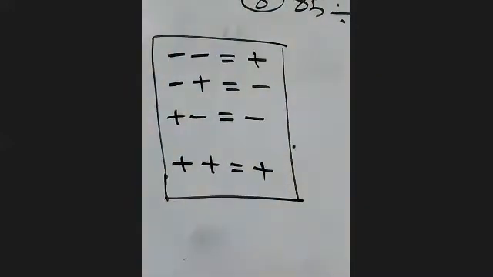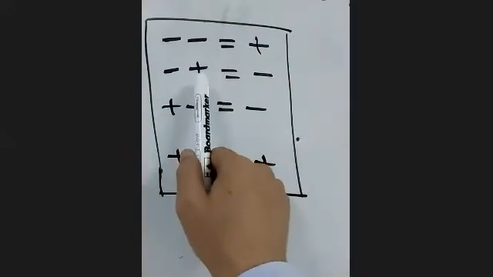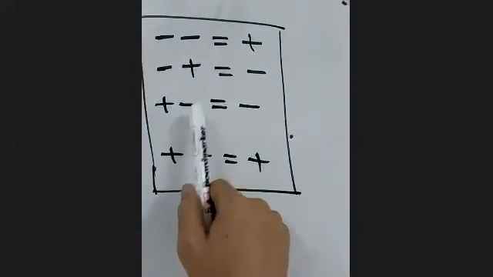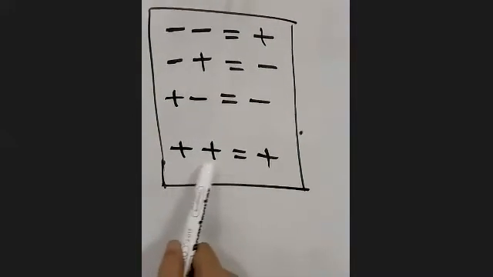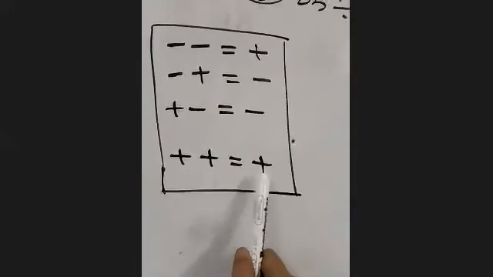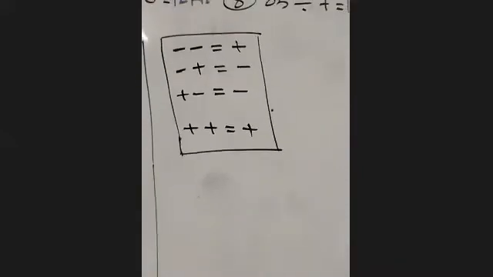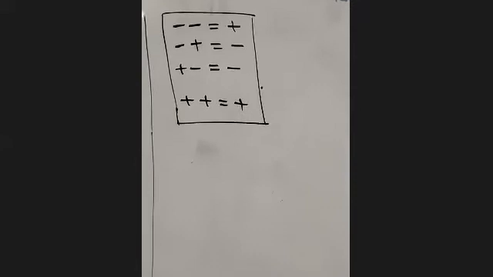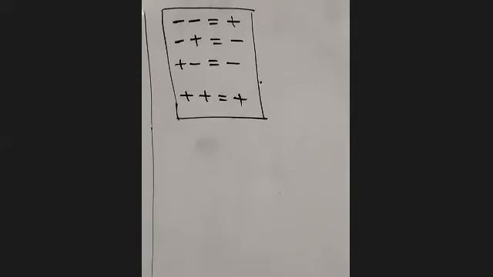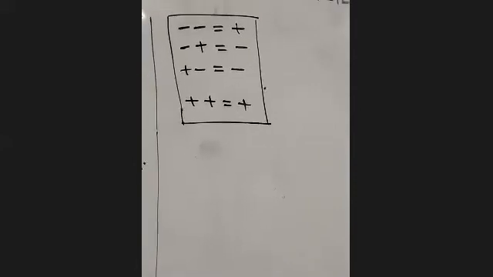Again, if we have two negatives besides each other, it's positive. If we have negative and positive or positive with negative, it's always negative. And if we have two positives besides each other, this means positive. Copy this square, guys, please. Copy it. It's an important one.